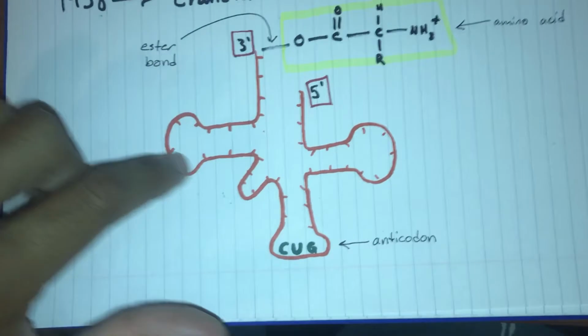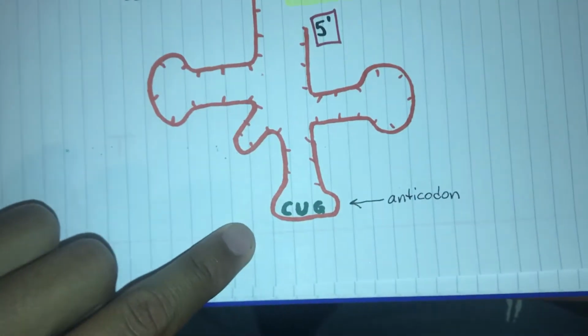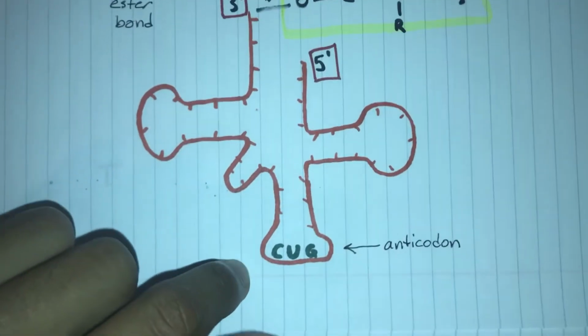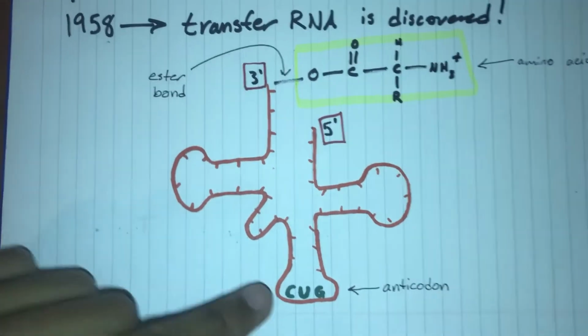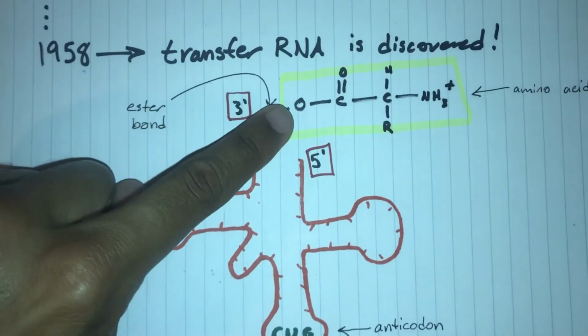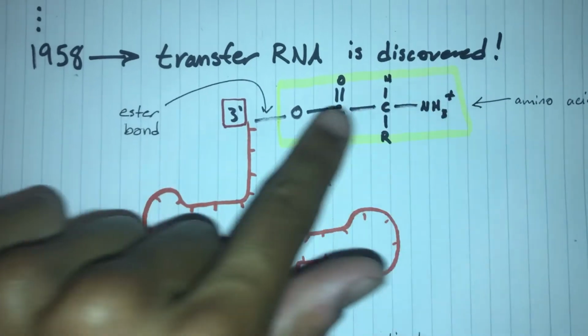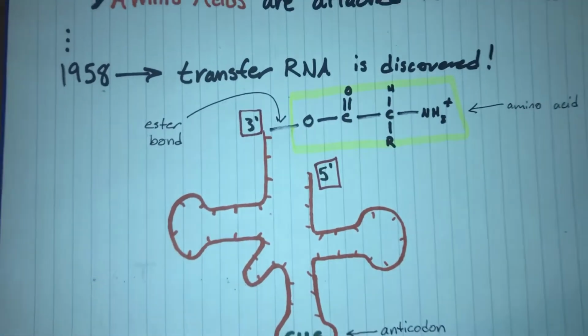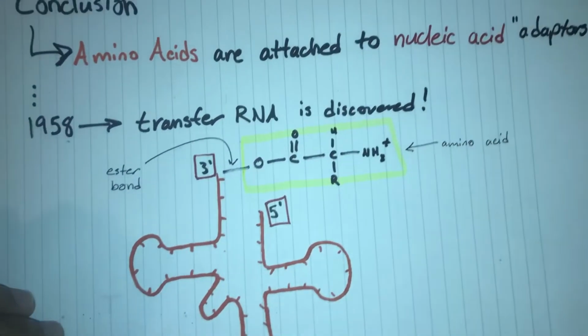Here we have our tRNA molecule, with an anticodon right here, which is able to read a sequence. And then over here we have an ester bond, which is connected to an amino acid, which is put together in a process inside of a ribosome, which you'll see next.